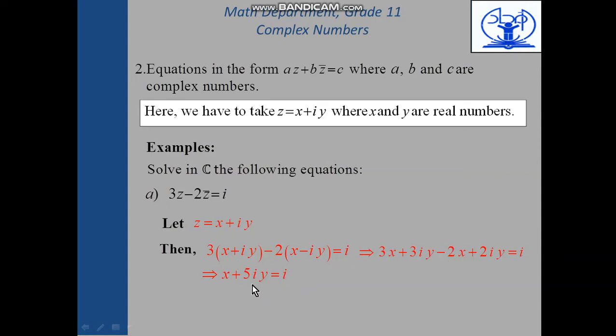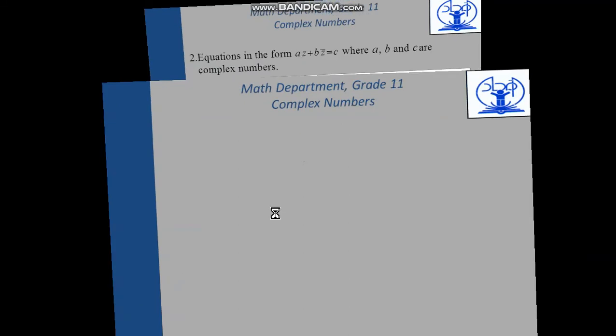Now we have to find x and y. If we find x and y, we can deduce the value of z, the solution of this equation. So we have the equality between two complex numbers. So real part is equal to real part, and imaginary part is equal to imaginary part. So x equals 0, 5y equals 1. So y equals 1 over 5, x equals 0. Now we have z equals 1 over 5 i. This one is the solution of this equation.